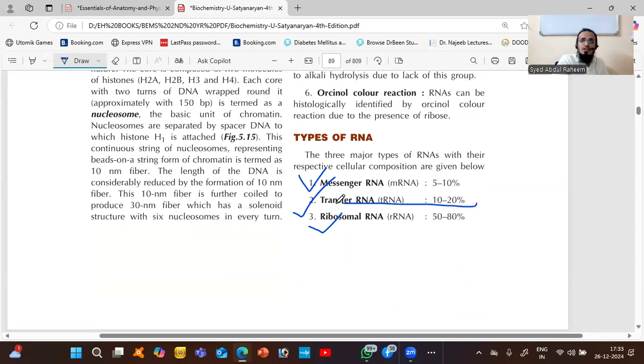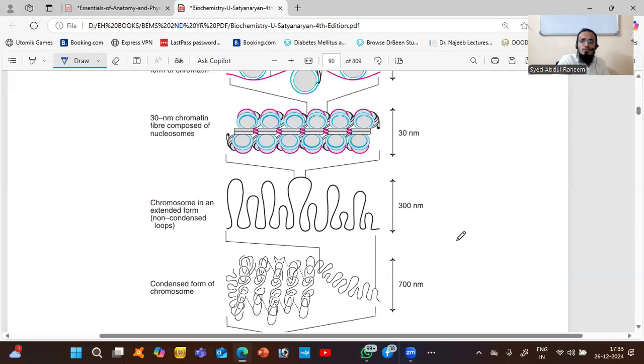Most of the RNA present in the cell is ribosomal RNA, 50 to 80%. Transfer RNA is about 10 to 15%, and messenger RNA is 5 to 10%. What do they do?